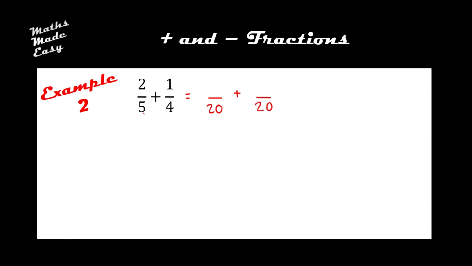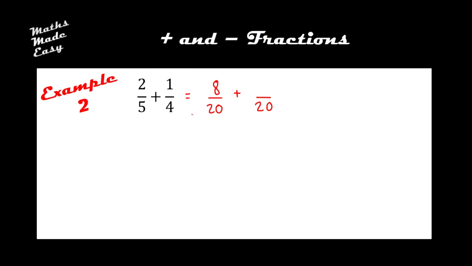So what did I multiply 5 by to get to 20? From 5 to 20 I must have multiplied by 4, and if I do that on the bottom, the denominators, I must also do that on the top. So 5 times 4 is 20, 2 times 4 is 8. So this fraction is the same as 2 fifths.